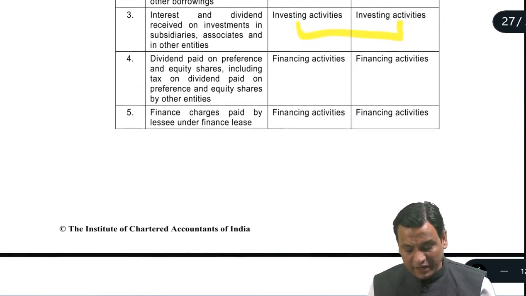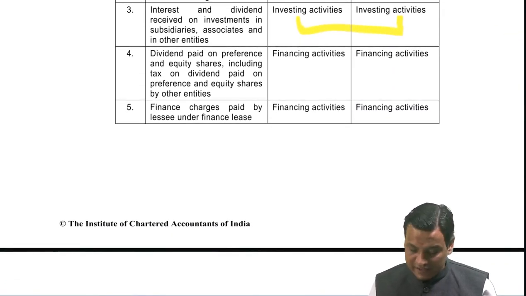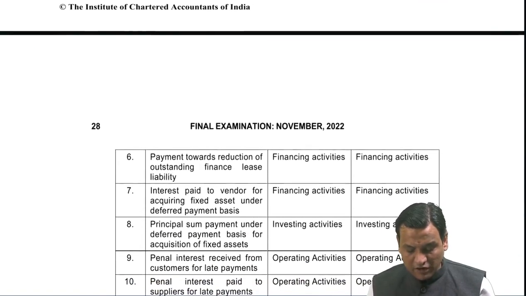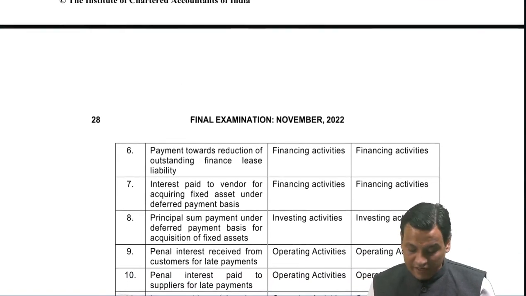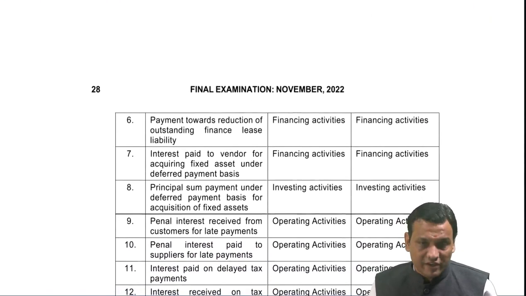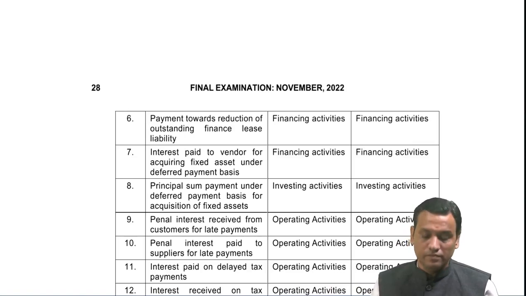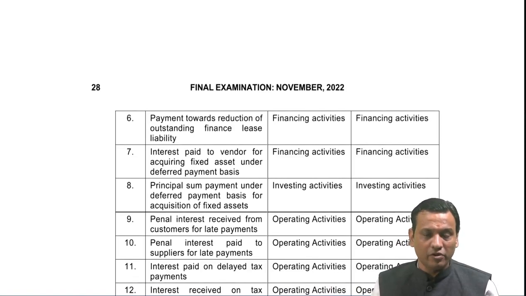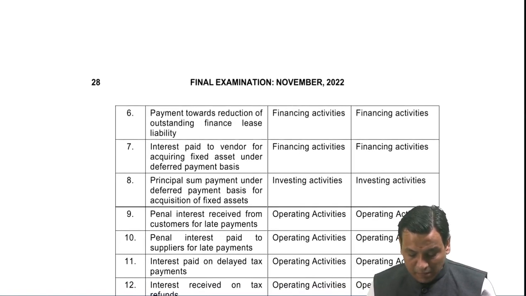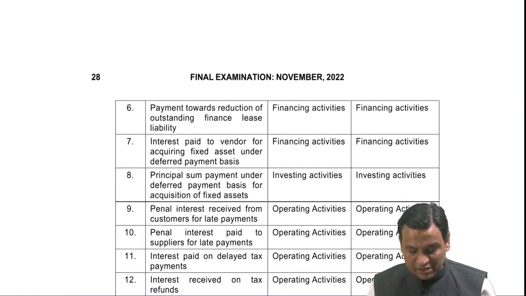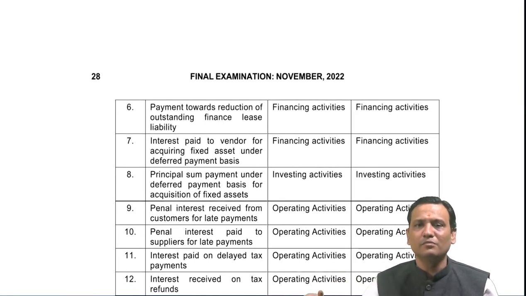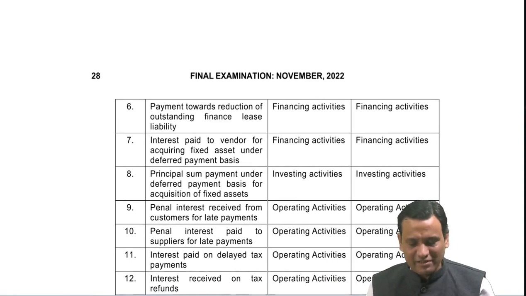Finance charges paid by lessee under a finance lease, financing activity for both of us. Payment towards reduction of outstanding finance lease liability, again financing activities. Interest paid to vendor for acquiring fixed asset. So that is not operating activity for banks also, hence it is financing activity. Principal sum payment made under deferred payment basis for acquisition of fixed asset. So you pay the principal amount, that is nothing but you are acquiring an asset, investing activities, friends.